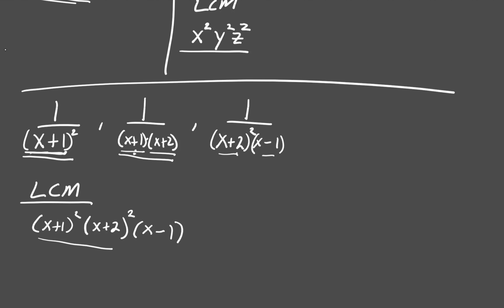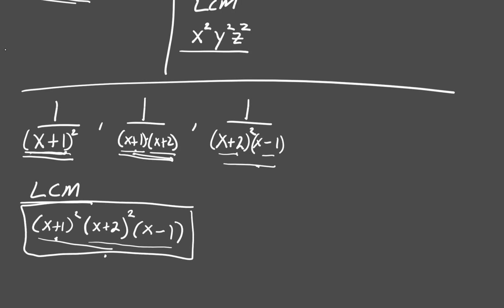So, do I have an x plus 1 squared? Yeah, I have an x plus 1 squared. Do I have an x plus 1 times an x plus 2? Yeah, there's x plus 1, there's x plus 2. Do I have an x plus 2 squared and an x minus 1? Yeah, there's my x plus 2 squared and my x minus 1. So this is my least common multiple for these three things. Okay, now that we have least common multiples, we're going to be able to do addition and subtraction much easier. We'll do that in the next video.